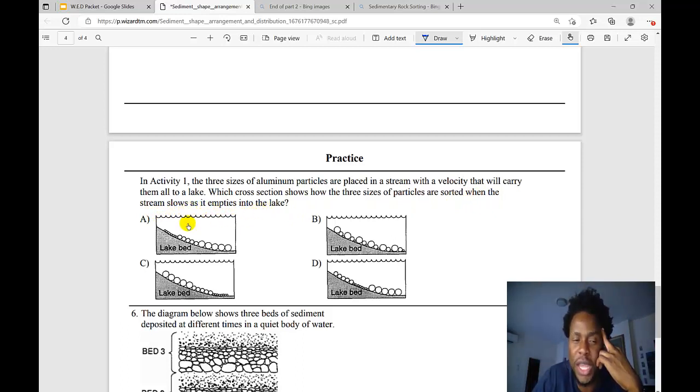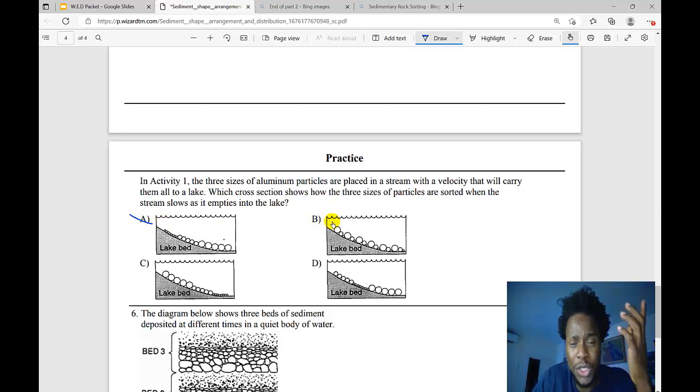Once again, as a stream goes down the slope, it decreases in energy. So as it decreases in energy, the heavier loads will be deposited first. A would have been correct, but I think A has it the opposite way. The stream will not have enough energy to bring the heavier loads all the way to the bottom. Rather, the heavier loads will be deposited first. So option A is out of the way.